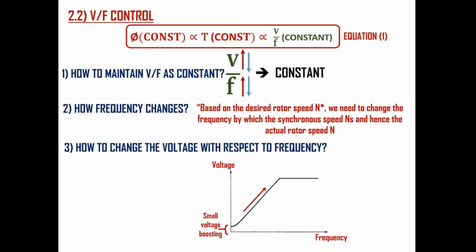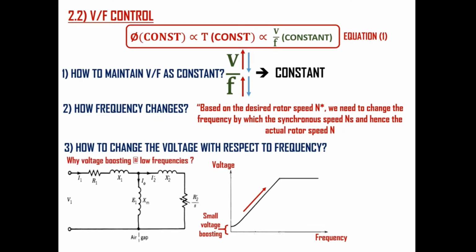To understand it in a better manner, we can consider this per phase equivalent circuit of induction motor. To make the equation 1 a valid equation, the terminal voltage V1 needs to be approximately equal to the EMF E1. That is, the voltage drop in resistance R1 and reactance X1 should be small. Generally, reactance X1 will be very small when compared to the mutual inductance Xm, and hence it may be neglected from consideration. However, at the low frequency, the stator terminal voltage V1 is comparable to the stator resistance drop in R1. To compensate for the stator resistance, we need to apply a small voltage boost at low frequencies.